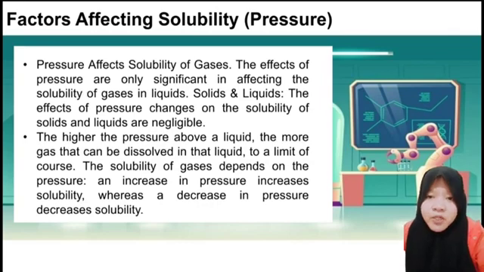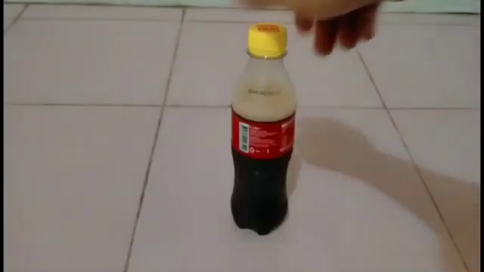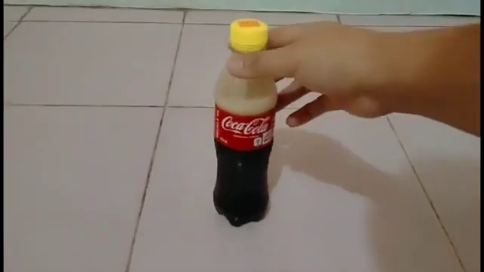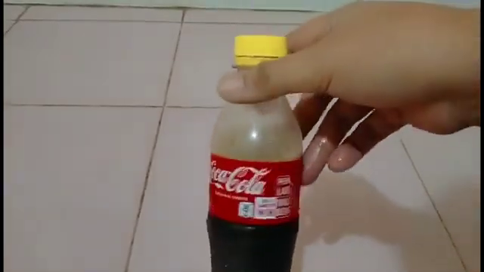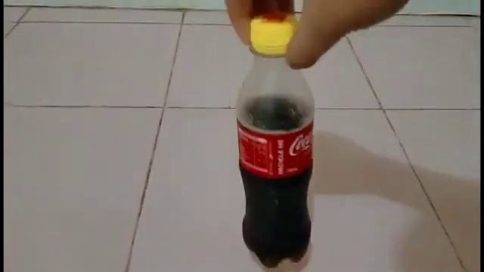The higher the pressure above the liquid, the more gas that can be dissolved in that liquid, to a limit, of course. The solubility of gases depends on the pressure. An increase in pressure increases solubility, whereas a decrease in pressure decreases solubility. And for this activity, we'll be using any carbonated drink, but I chose Coca-Cola.